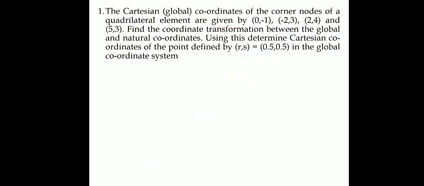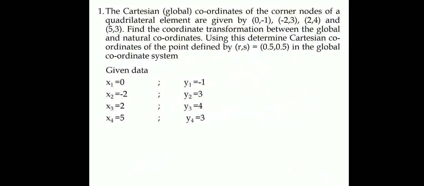So for that we are taking an example that the Cartesian or global coordinates of the corner nodes of a quadrilateral element are given by (0, -1), (-2, 3), (2, 4) and (5, 3). Find the coordinate transformation between global and natural coordinates using this, and determine the Cartesian coordinates of the point defined by r, s equal to 0.5, 0.5 in the global coordinate system.